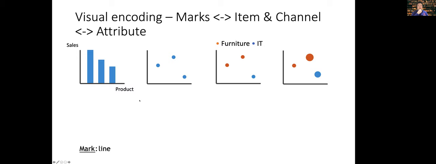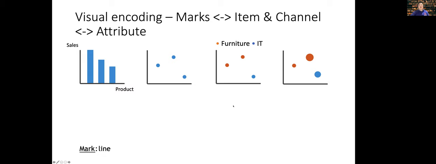In this particular case, I'm just going to call them lines. A line is a 1D mark we discussed earlier. In this particular case, only the length or the height of the line represents an attribute. The width of the line doesn't represent anything. So this is not a 2D shape. It's only a 1D mark, and that's called a line.